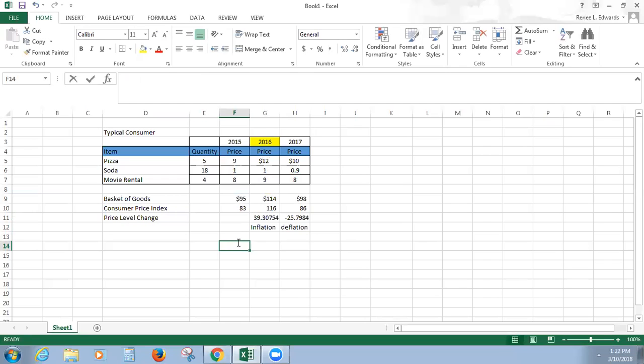Know how to do a percentage change. New minus old over old. Know how to do a percentage change. And of course, know what inflation is, deflation, and disinflation.